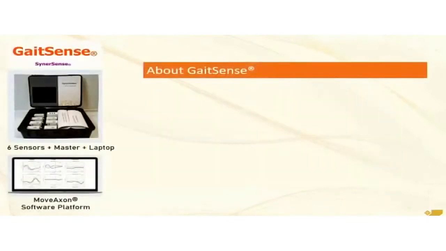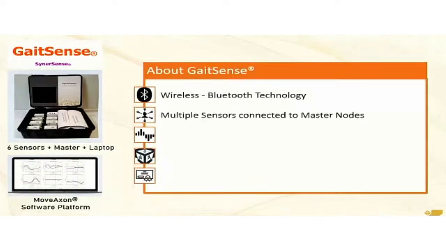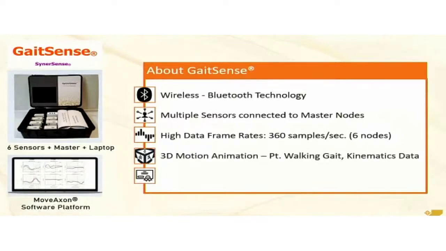So this particular tool is called Gait Sense. It is a product from Synersense, and it has 6 sensors with one master, which is recorded on a laptop, and a software which is called Move Axon. This is a device which is basically wireless Bluetooth technology. There are multiple sensors connected to the master node, and up to 360 samples per second can be taken from the patient's gait, and 3D motion animation can be done with the dynamic data with this software, and it is certified by all the government regulatories.